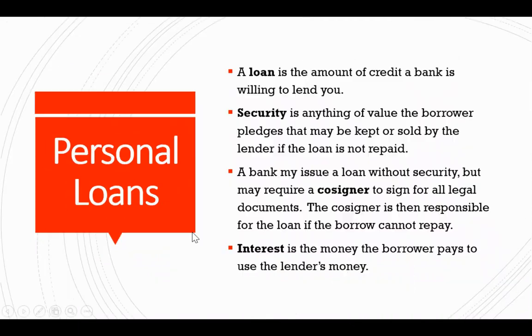So that's kind of what we're going to talk about in today's lesson. We're talking about interest and personal loans. A loan is the amount of credit a bank is willing to lend you. If you walk in there with just a big smile, you may not be able to get much. You usually need some kind of security or collateral to back the fact that you'll be able to pay it back. Security is anything of value the borrower pledges that may be kept or sold by the lender if the loan is not repaid. A bank may issue a loan without security but may require a co-signer to sign for all legal documents.